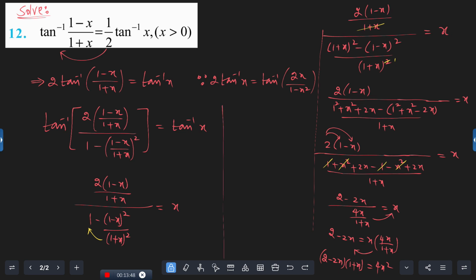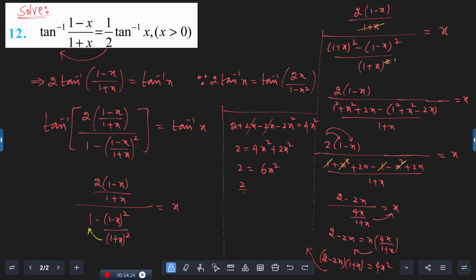Again I am coming here. You just multiply. 2 into 1 is 2, 2 into x is 2x, minus 2x into 1 is minus 2x, minus 2x into x is minus 2x square, equal to 4x square. So minus 2x plus 2x cancel. 2 equal to 2x square plus 4x square when you send opposite. When you add both, I am getting 6x square. Am I right?